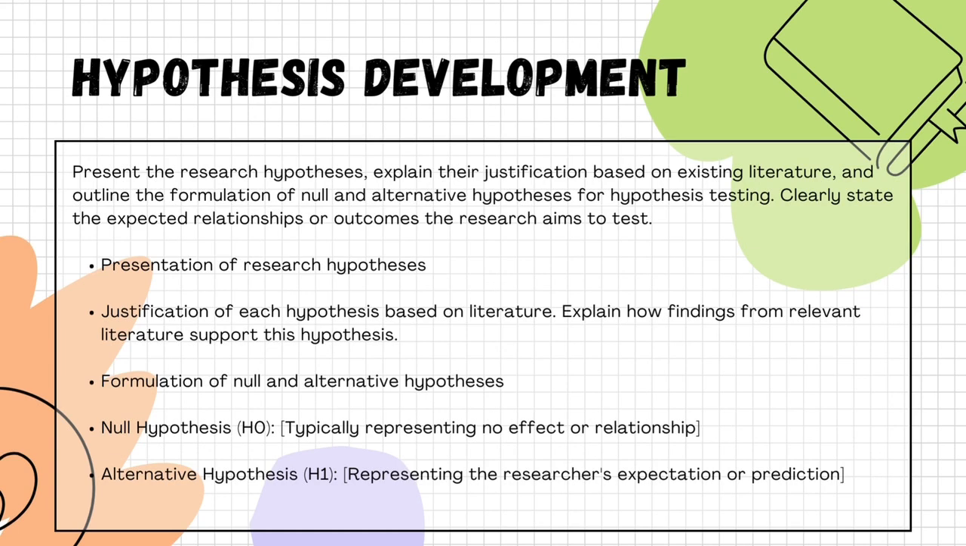Third is formulation of null and alternative hypothesis. Null hypothesis is H0 and typically represents no effect or relationship, while alternative hypothesis is H1 and it represents the researcher's expectation or prediction.